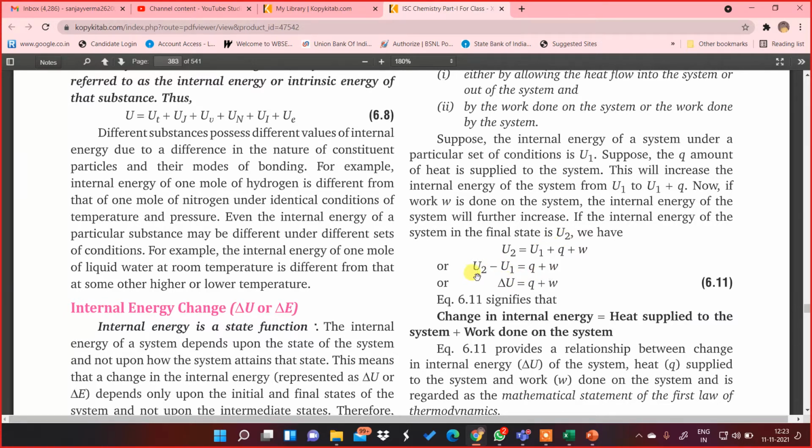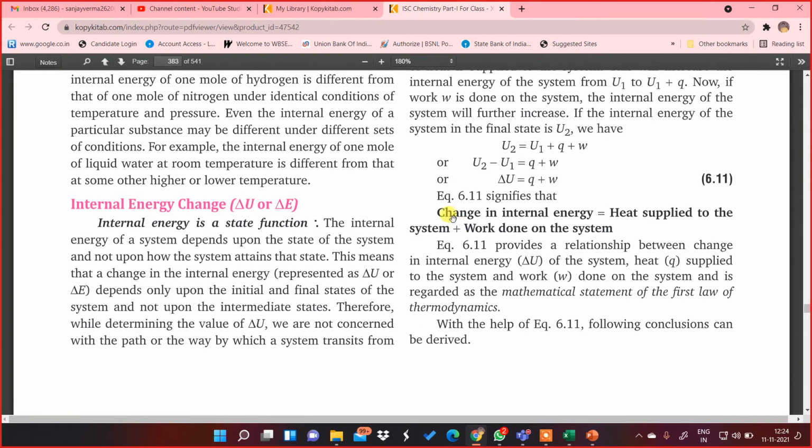Or you can say U2 minus U1, the internal energy change delta U, is equal to Q plus work done. So this is the formula relating internal energy, the heat supplied or given out, and the work done on the system or work done by the system. Okay. Now we can also say change in internal energy is heat supplied to the system plus work done on the system. So this equation provides a relationship between the change in internal energy of the system, heat supplied to the system, and work done on the system, and is regarded as the mathematical statement.